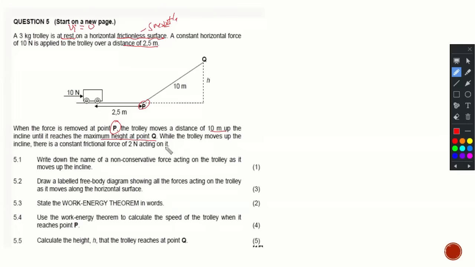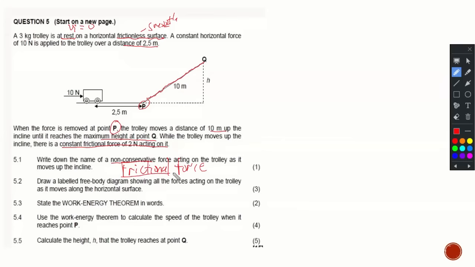So it moves here, and while the trolley moves up the incline, there is a constant frictional force of 2 newtons acting on it. So from P to Q there is friction. From this point here it's frictionless. Then 5.1 says write down the name of a non-conservative force acting on the trolley as it moves up the incline. As it moves up the incline, there's frictional force. So that means that the non-conservative force is frictional force.